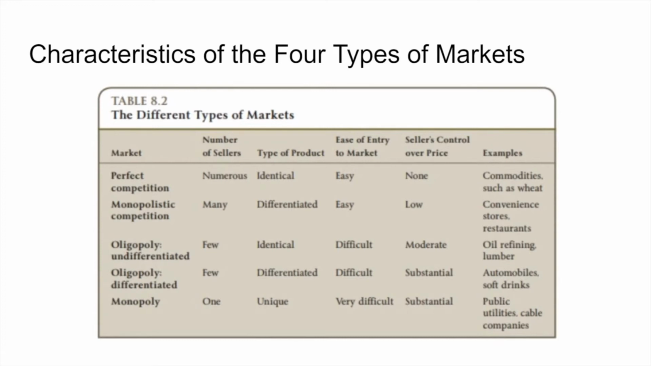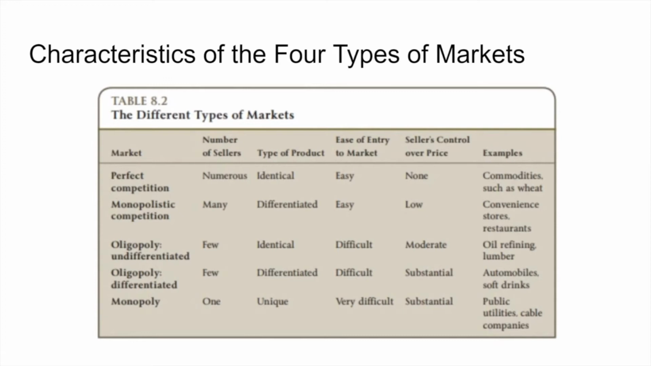Finally, we've got the monopoly, where there's one seller. It's a unique product. You can only get it from the one seller. It's very difficult to enter because, again, usually there are very high costs to become a monopoly. Newfoundland Power, for example, to set up all that infrastructure costs lots of money. You have a lot of control as the seller over the price.